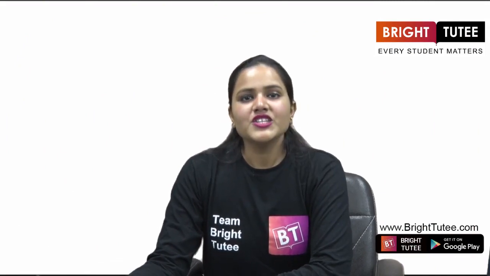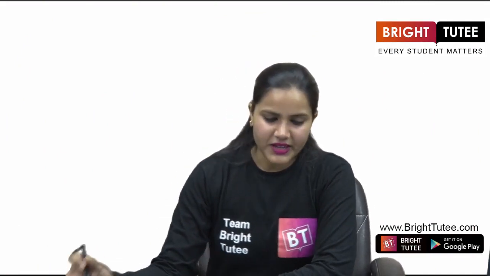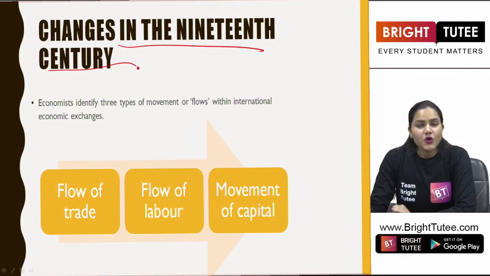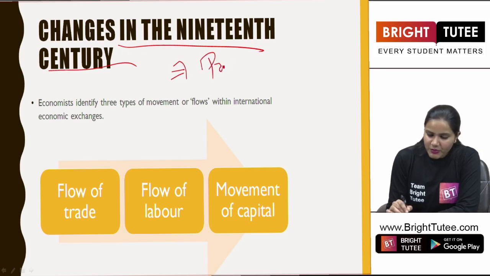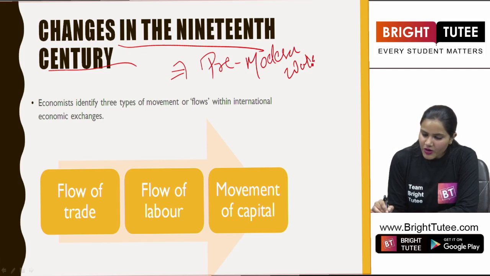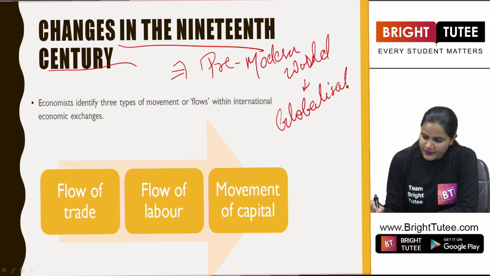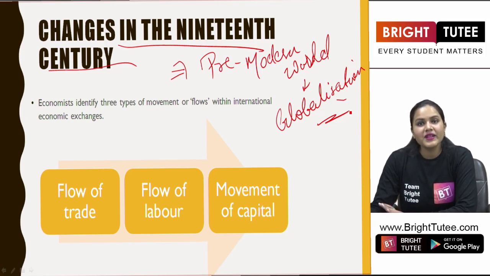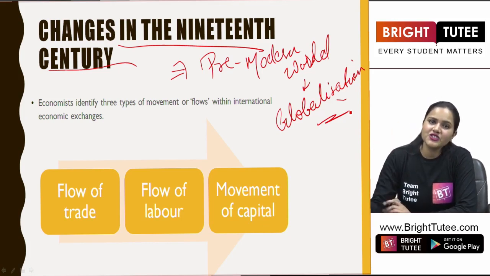Hello everyone. So let's start our next topic here, that is changes in the 19th century. Now students, before this we were talking about the pre-modern world, right? We also understood the term globalization. Am I correct? Yes. Now here students, you have understood that this globalization did not happen all of a sudden. It was a century-long process that was taking place since ancient times.